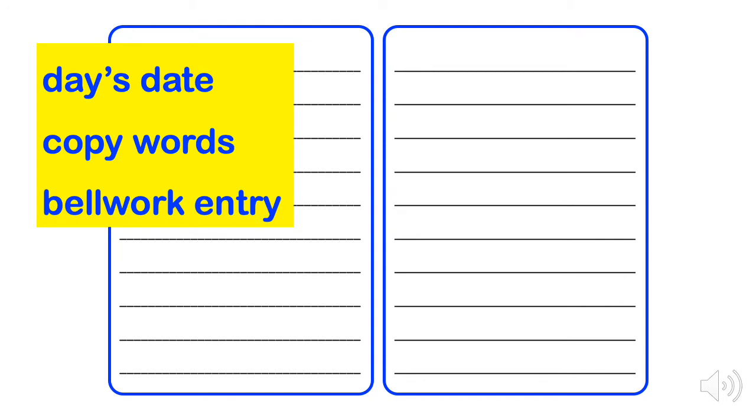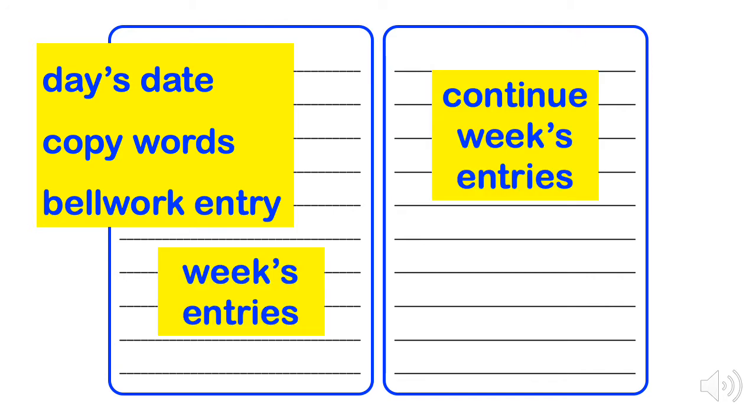Begin each week at the top left of the page by writing the date of the first day of the week. Then copy the week's words and write your Bellwork entry. Continue to write the day's date in your Bellwork entry for each day. This includes days in which you are absent. Be sure to include the dates so that you don't lose track of your entries. Each week, begin on a fresh page and repeat this process. Always keep your notebook up to date so that you're prepared for Bellwork notebook checks.